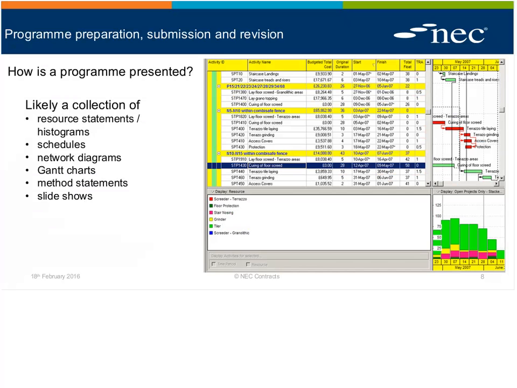Absolutely. Okay, so how is the program presented? Here's the typical Gantt. I've seen some examples, in fact, in the programming workshop course, of PowerPoint slideshows with general arrangements that animate, where each slide is a day or a week. So there are some really good ways of presenting this. But essentially, it's almost certainly a collection of documents: resource statements, histograms, schedules, network diagrams, Gantt charts. Could be any or all of them.